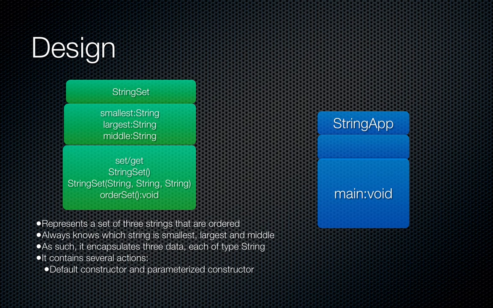The design I'm proposing here is one where, in the main class, when the user tries to create an object or a variable of a string set, they will use new, call the string set, and then pass on those three strings. So the parameterized constructor is the one I intend to use by this design. I'm not really intending to use the default constructor. So why do I have it?